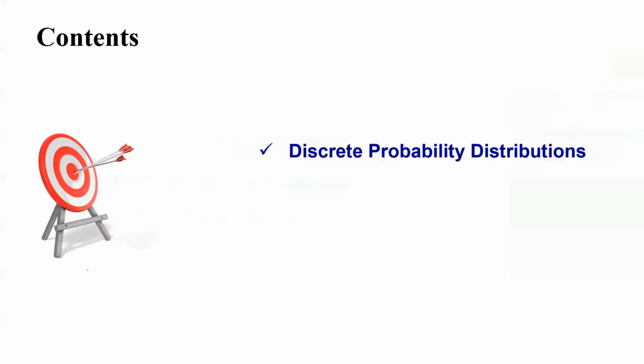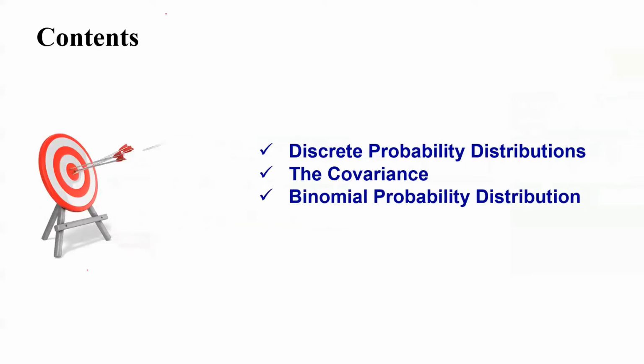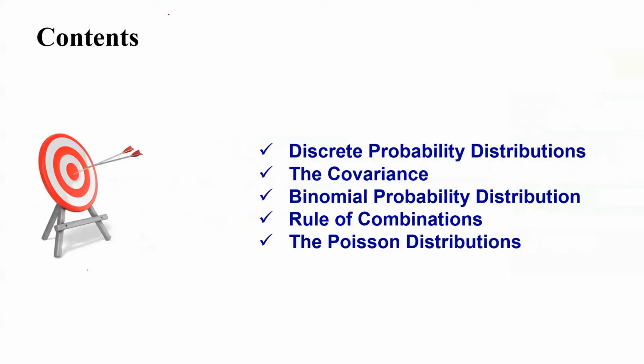This lecture contains discrete probability distributions. We will look into the covariance formulation in order to analyze the relationship between the two variables. And then we will look into the binomial probability distribution, and we will look into the rules of combinations. And finally, we will discuss the Poisson distributions.